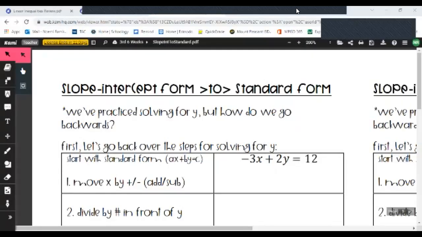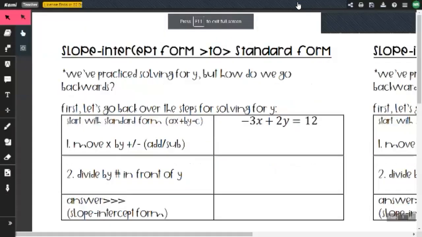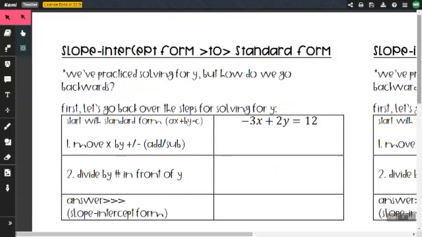Hi guys, so today in class we are going to, or should I say tomorrow in class, you should be watching this video the day before, the night before we actually have class. So we're going to be working tomorrow on converting from slope-intercept back to standard form. Now we've been solving for y for a very long time now, for a few months. So how do we go backwards?